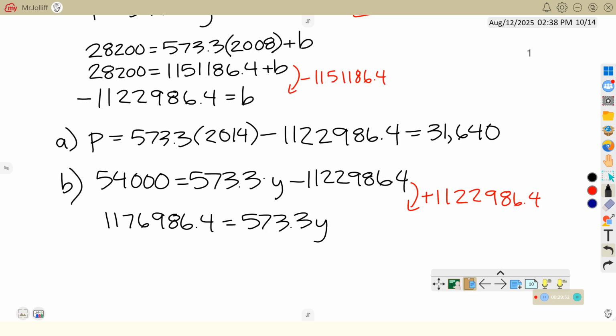The operation between the number and the Y is multiplication. How do I undo that? Division. We're going to divide by that slope. So I want my answer divided by 573.3, and I get an error because I can't type. Try that again. I get 2053. I did it.